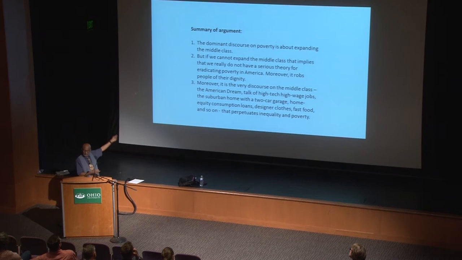And you saw that quotation and read Paul Ryan. To me, it is this very discourse of the middle class, the American dream, talk of high-tech, high-wage jobs. Bill Clinton talked about it all the time. The suburban home with a two-car garage, the equity consumption loans, where the bank would give you a loan just so that you can go out and consume designer clothes, fast food. It is this model that is perpetuating inequality and perpetuating poverty, and really there's no way out of it. So this is why we need a new theory of poverty.